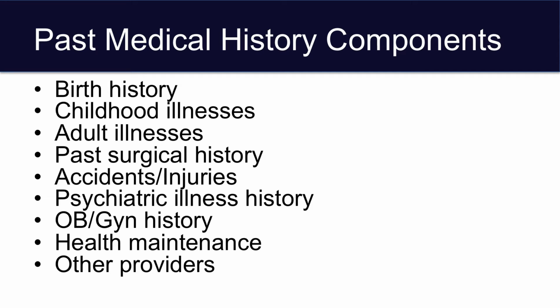The past medical history has several components, the first being birth history and childhood illnesses. These are most important when you're interviewing a child. The other components of the past medical history include adult illnesses, past surgical history, accidents and injuries, psychiatric illness history, an OBGYN history, if the patient is female, health maintenance, and other providers the patient sees.